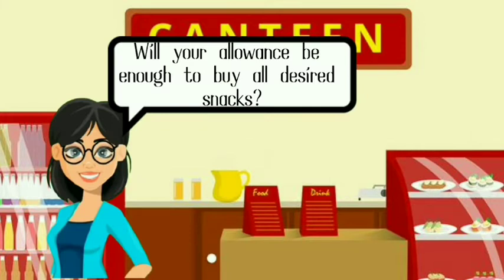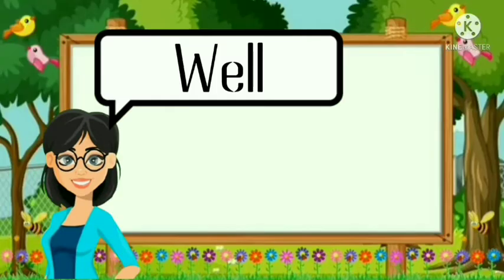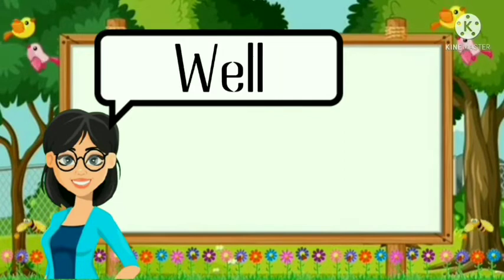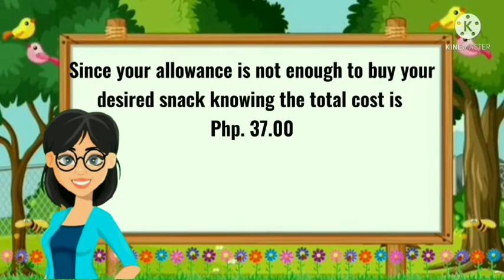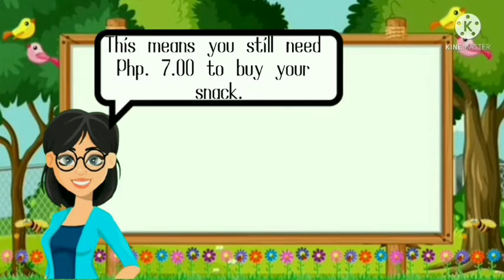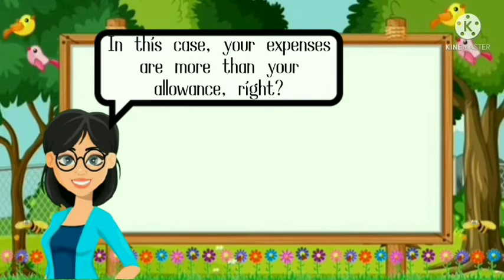Will your allowance be enough to buy all desired snacks? Well, what numbers represent your allowance and the expenses at the school canteen? Since your allowance is not enough to buy your desired snack, knowing the total cost is 37 pesos, right? 10 plus 15 is equal to 25, and 25 plus 12 is equal to 37. This means you still need 7 pesos to buy your snacks. In this case, your expenses are more than your allowance, right?